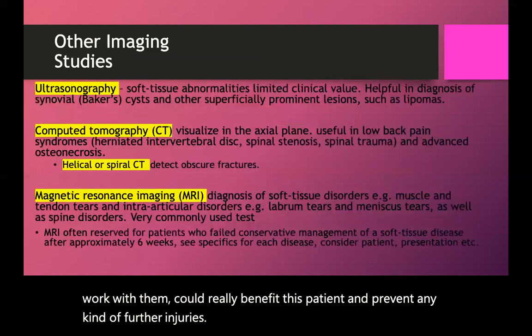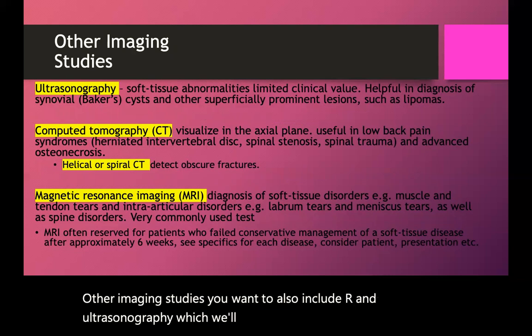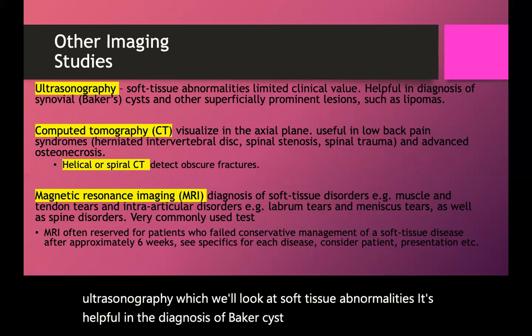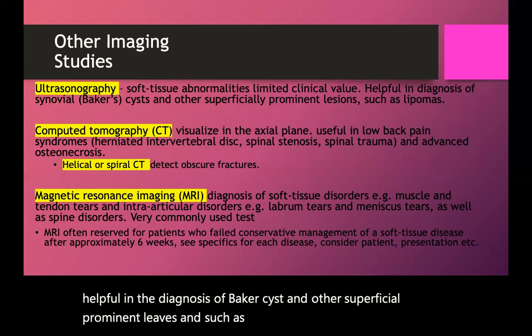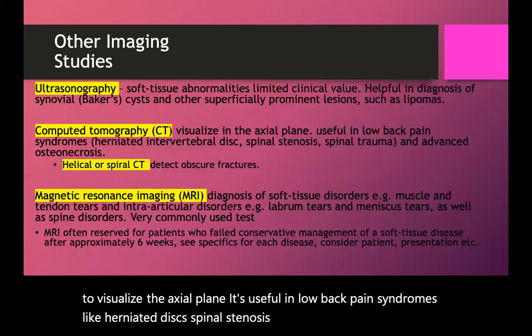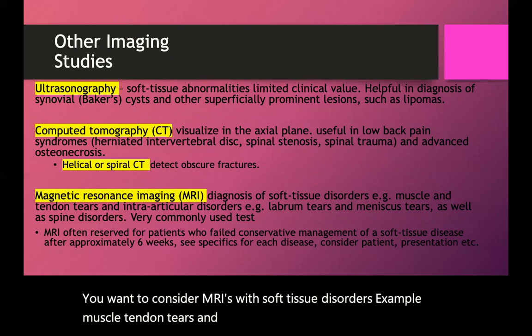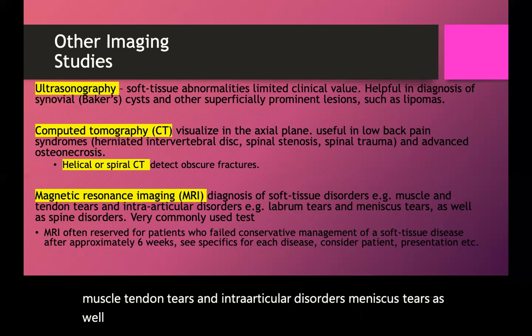Other imaging studies you want to include are ultrasonography, which will look at soft tissue abnormalities. It's helpful in the diagnosis of Baker cysts and other superficial prominent lesions, such as lipomas. You want to consider CTs to visualize the axial plane. It's useful in low back pain syndromes like herniated discs, spinal stenosis, spinal trauma, and advanced osteonecrosis. You want to consider MRIs with soft tissue disorders, for example, muscle tendon tears and intra-articular disorders like meniscus tears, as well as spine disorders. They're very commonly used to test.